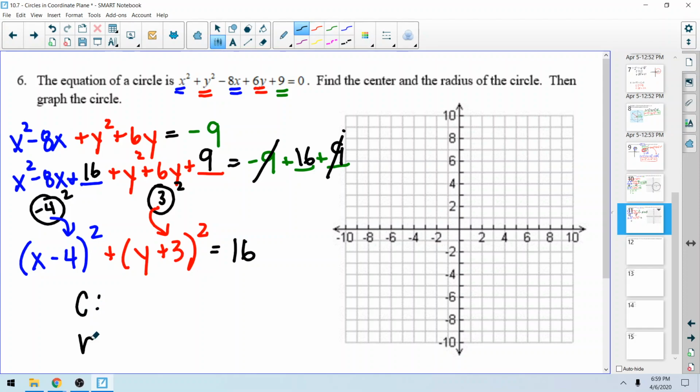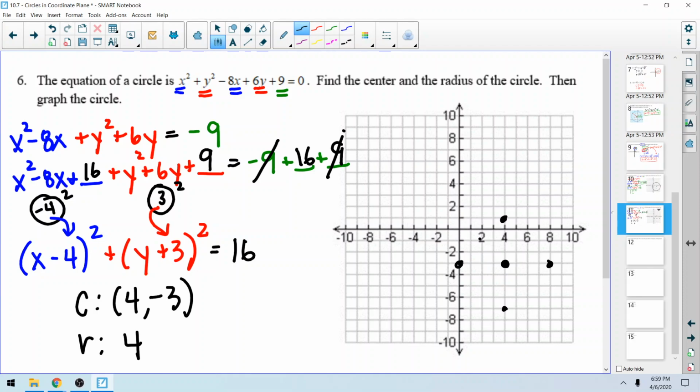Center, radius. Center is at positive 4, negative 3. Radius is the square root of 16, which is 4. Graphing 4, negative 3 over 4 down 3. And then radius of 4. 1, 2, 3, 4.